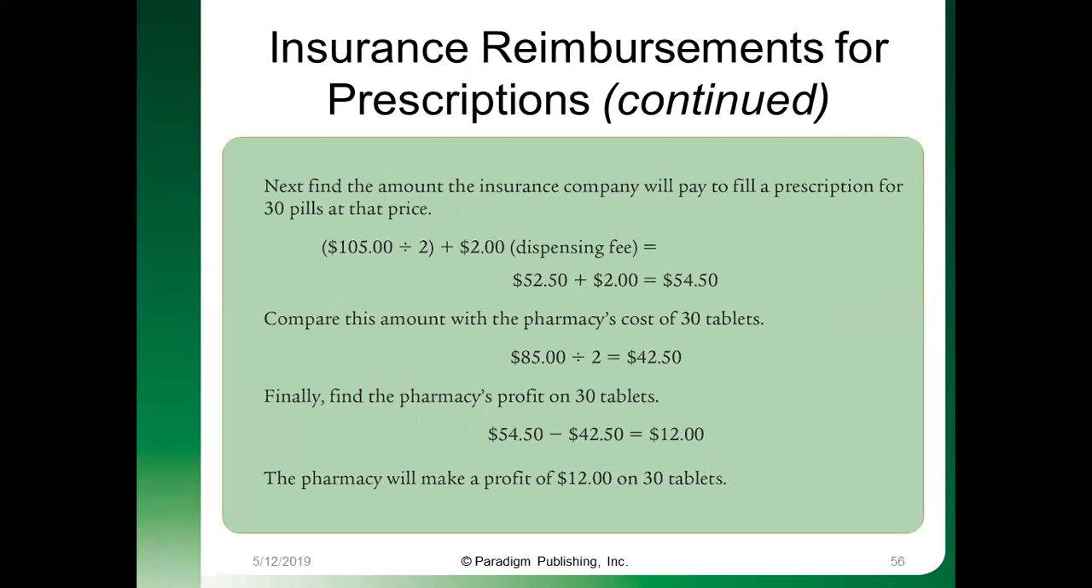Finally, find the pharmacy profit of 30 tablets. So $54.50 minus the $42.50 is equal to $12. So the pharmacy will make a profit of $12 for those 30 tablets.